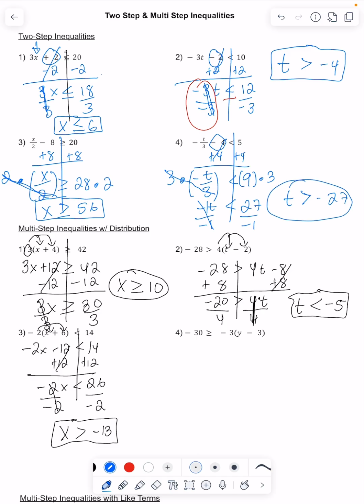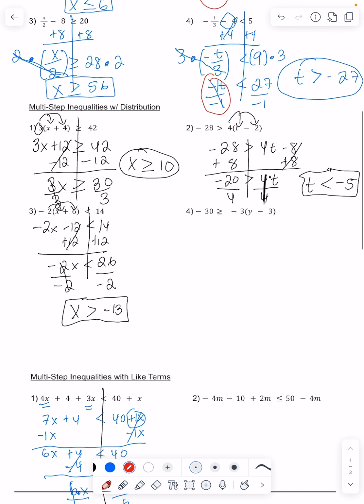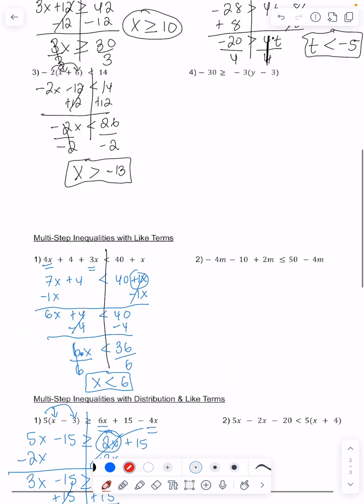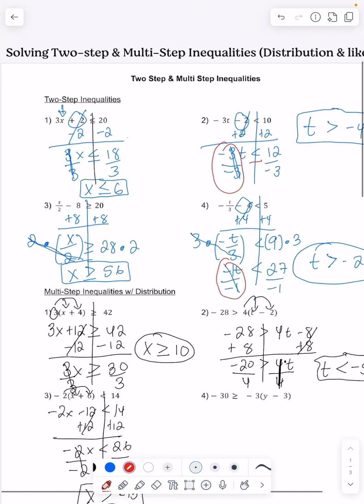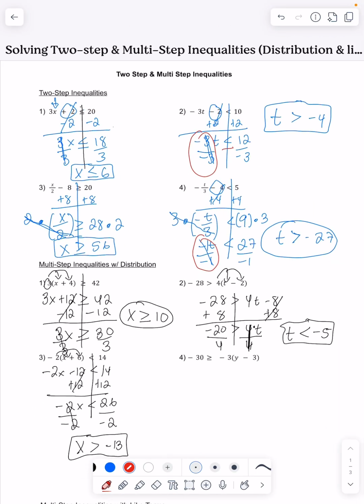So again, now we saw another example when we're dividing by a negative. So please make sure that you guys remember that, and hope this video could help you guys out for this unit.